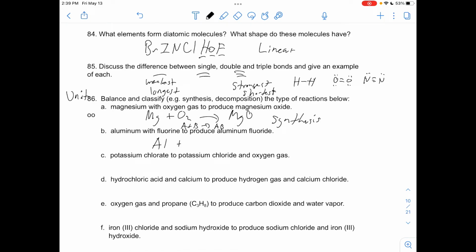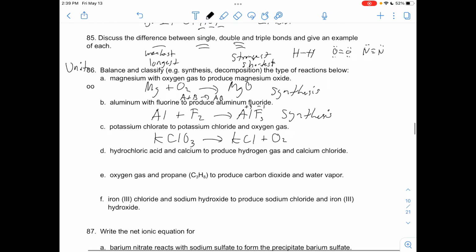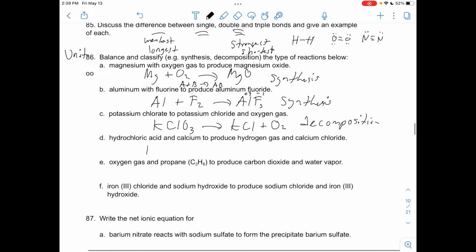Okay, you're making something. Aluminum with fluorine, remember fluorine is a diatomic, it produces aluminum fluoride. -1 plus 3, so 3. That's also synthesis. Potassium chlorate into potassium chloride and O2. So notice you start off with something and it breaks apart into 2 pieces. That's the opposite of synthesis, so decomposition.